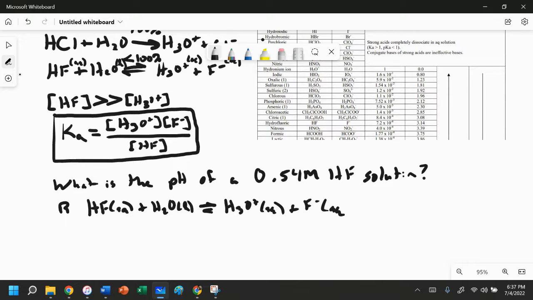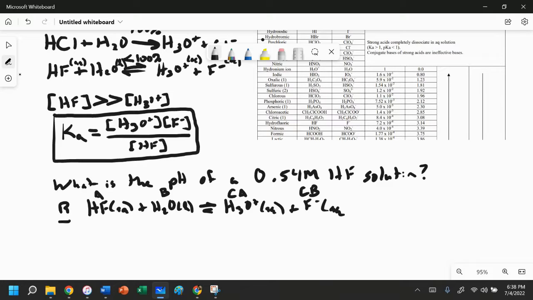Just a reminder, the HF is our acid. H2O is going to behave like a base because it's giving away a hydrogen ion. The substance that gained the hydrogen is our conjugate acid, and the substance that lost the hydrogen is our conjugate base. We're going to talk more about bases in just a little bit, but in any of these hydrolysis reactions, you always have an acid and you always have a conjugate base.